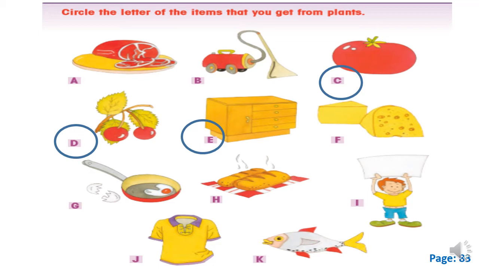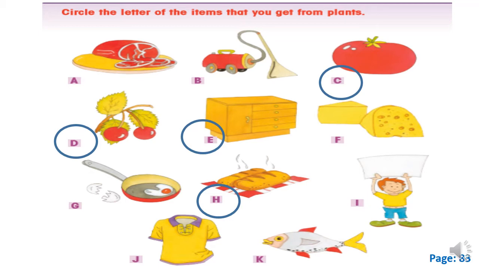This is a bread. We have already finished this part. Bread comes from flour. I can use the flour in order to make bread. And flour from where? From wheat plant. Excellent. So this bread from plant origin? Yes, so I have to circle it.